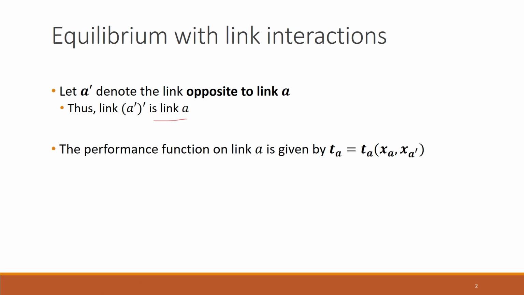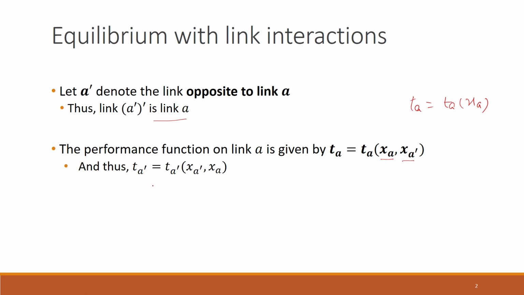We will represent the link performance function on a given link A by t_A. Now t_A is a function of x_A, which is the flow through link A, and also a function of x_A dash, which is the flow on the link opposite to link A. Previously we were just considering t_A equal to t_A of x_A, but now this travel time is also a function of the flow through the opposite link.